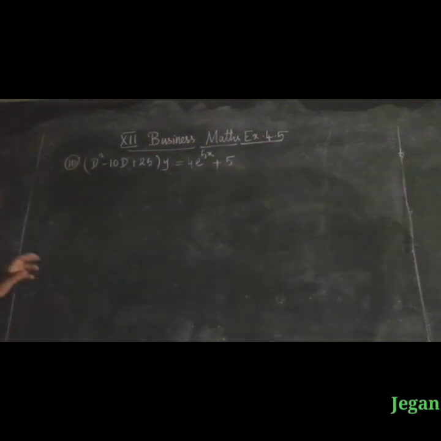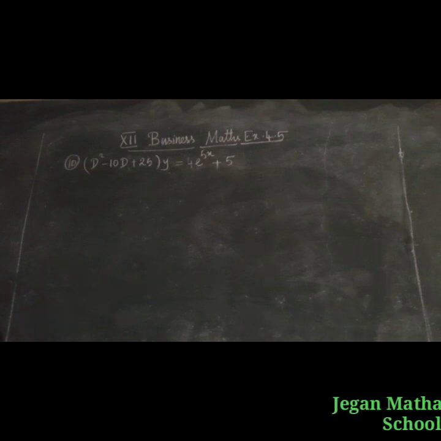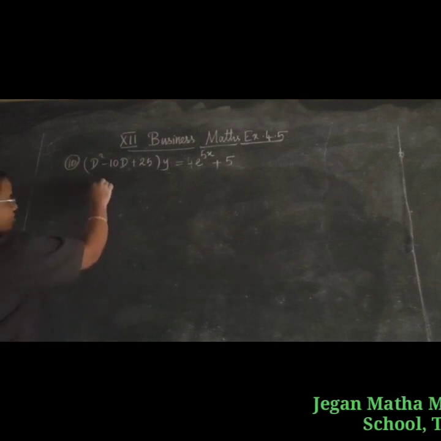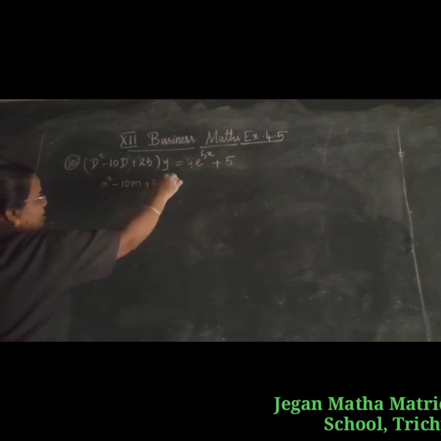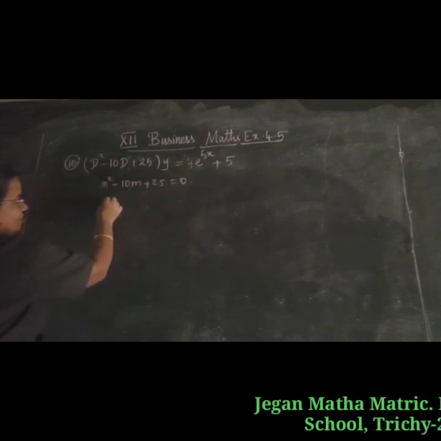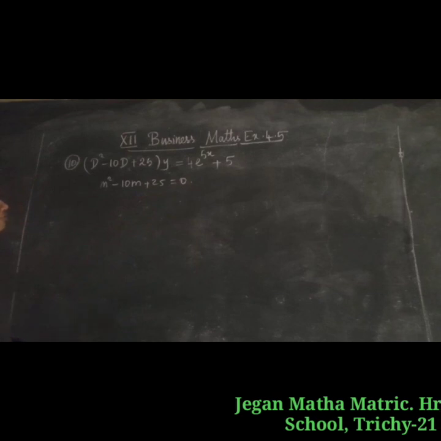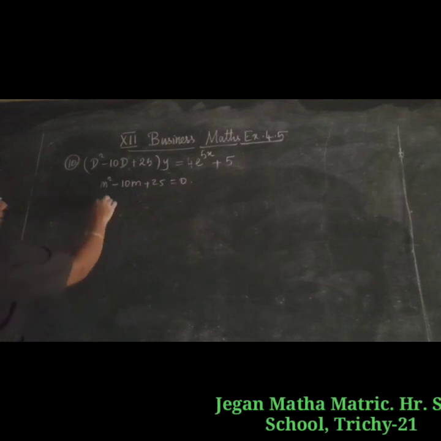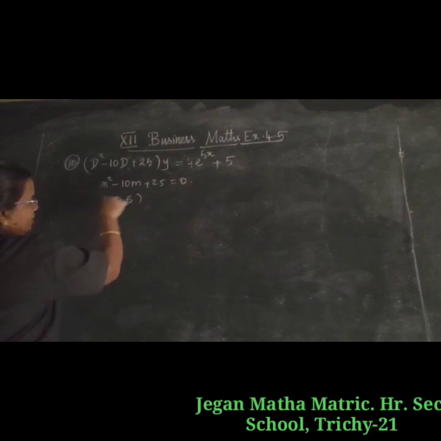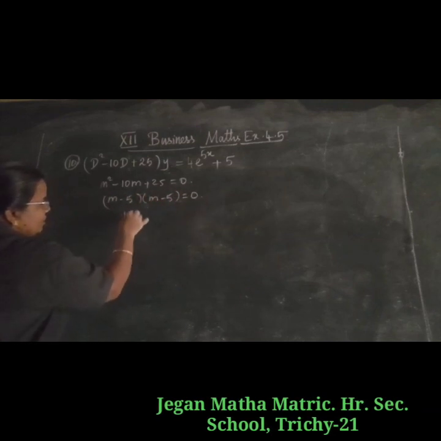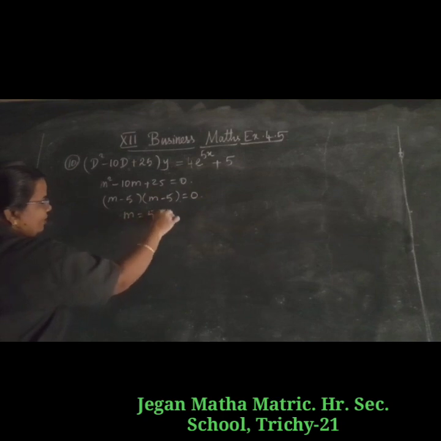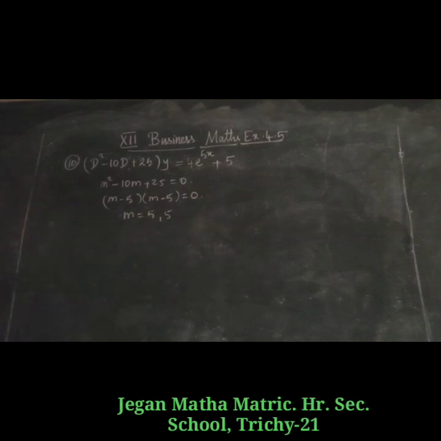The next question, the 10th one, is (D squared minus 10D plus 25) y is equal to 4 e power 5x plus 5. What is the auxiliary equation? m squared minus 10m plus 25 is equal to 0, so (m minus 5) squared is equal to 0. So m is equal to 5, 5 are the roots of the equation.